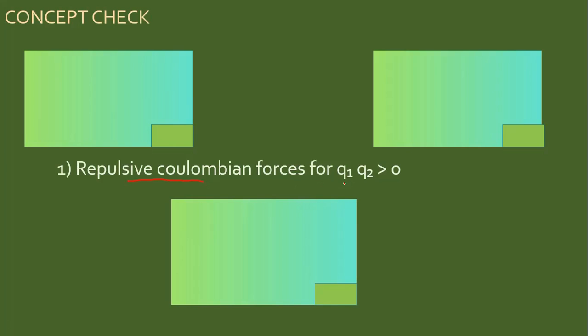The repulsive Coulombian force is the case where Q1 Q2 is always greater than 0. How can we represent this repulsive Coulombian force? If we have two like charges, that is two negative charges, this one is a negative charge and this one is also a negative charge, so this is the direction where the repulsive forces will be present.